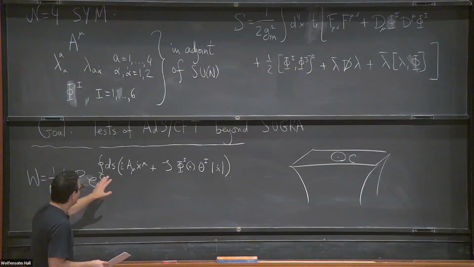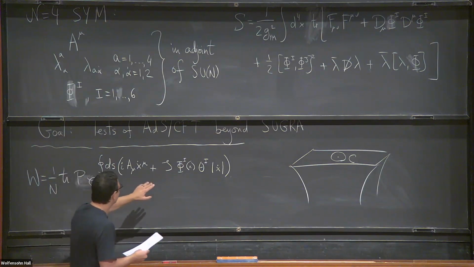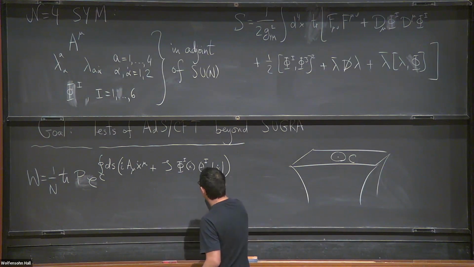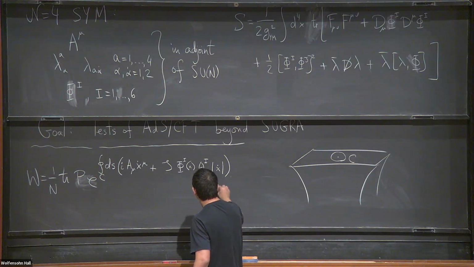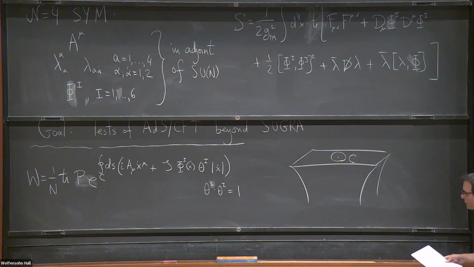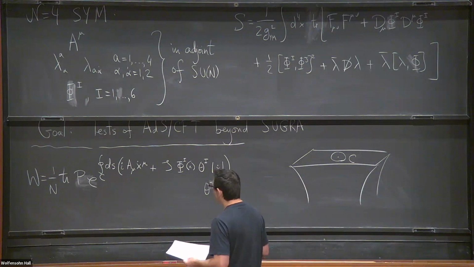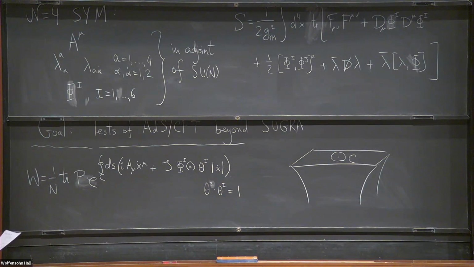However, the Wilson loop has another special value of zeta, which is zeta equals 1. Sorry, I didn't say what this theta is. So phi is a scalar, and theta is just a unit vector on the sphere. So theta I dot theta I is equal to 1. The theta squared sums up to 1.